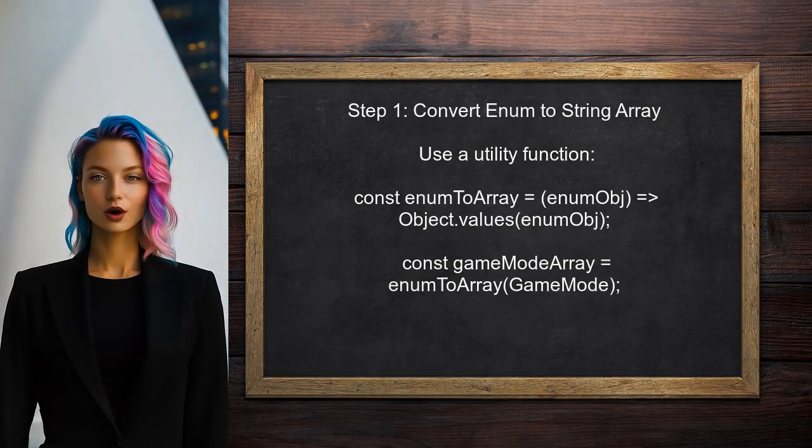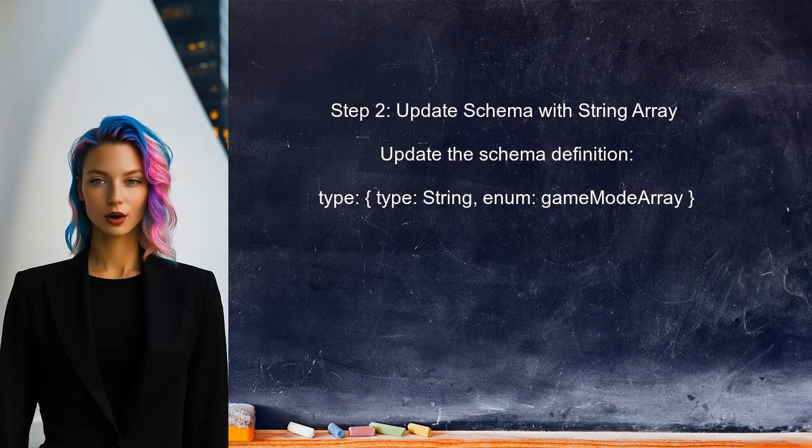To address the user's first issue, we need to convert the enum into a string array. This can be done using a utility function that extracts the values from the enum. Next, the user should update the schema to use this string array for the enum definition. This ensures that Mongoose recognizes the enum values correctly.